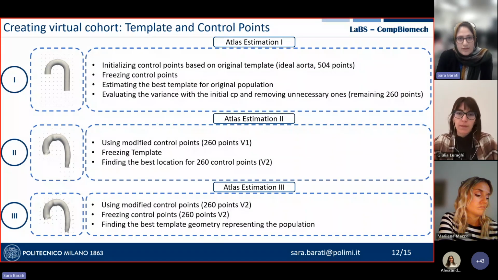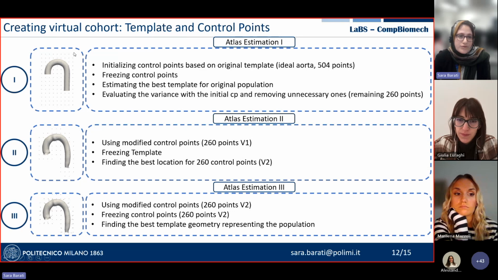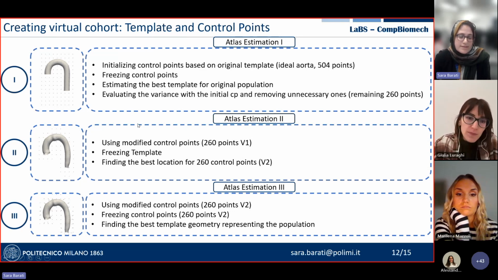I just want to show you the way we do the virtual cohort estimation. After a few rounds of atlas estimation, from the original ideal geometry and the control points, we can get the number of the control points, the position of the control points, and the mean shape that represents the mean of the patient-specific geometry.